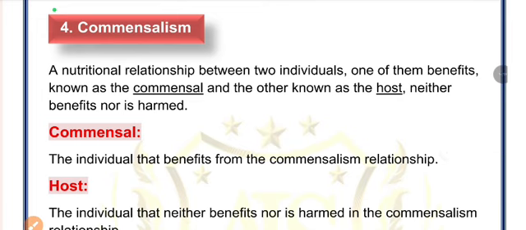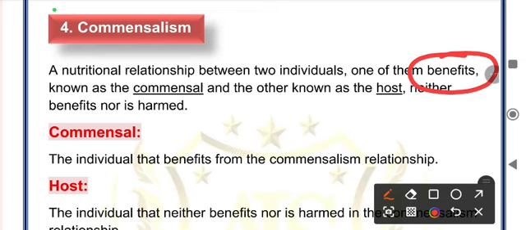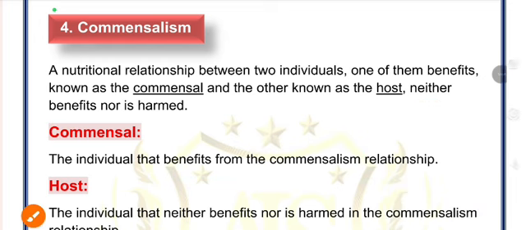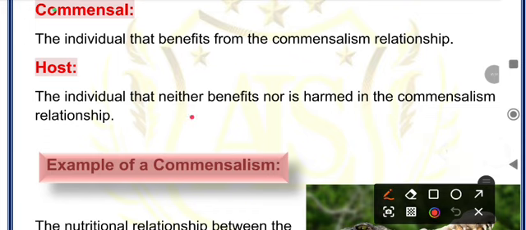In this relationship, one of them benefits. The individual here that benefits from the relationship is called commensal. And the other is the host. The host neither benefits nor is harmed. No benefits, no harms. So commensalism, one benefits, one has no harm, no benefits. Commensal and host. Commensal is the individual that benefits from the commensalism. The host is the individual that neither benefits nor is harmed from commensalism.